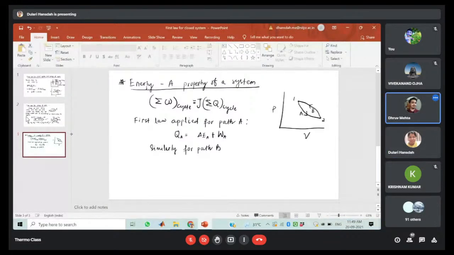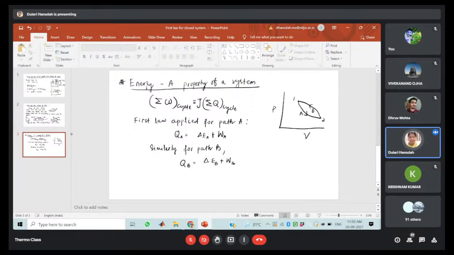Okay, ma'am. Okay. So first law applied for the path. So it is for the process. QA is equal to delta EA plus WA. So similarly for the path B, we can write QB is equal to your delta EB plus WB.